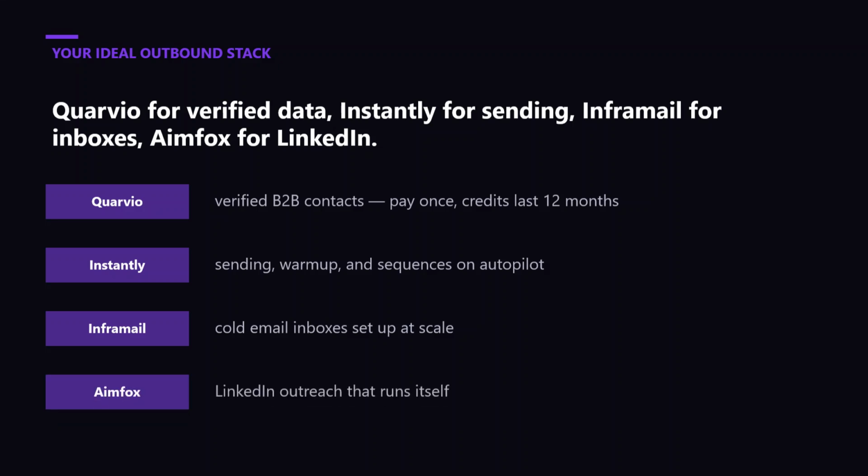In the stack we actually run, the jobs stay separated. Quarvio supplies the contacts, priced and verified as data instead of seats. Instantly handles the sending and warm-up. Infomail keeps the inboxes and authentication clean underneath. AimFox runs LinkedIn outreach in parallel off the email domain entirely.